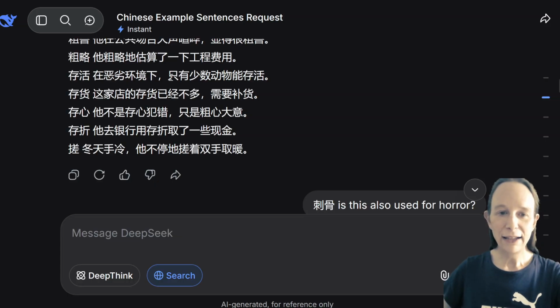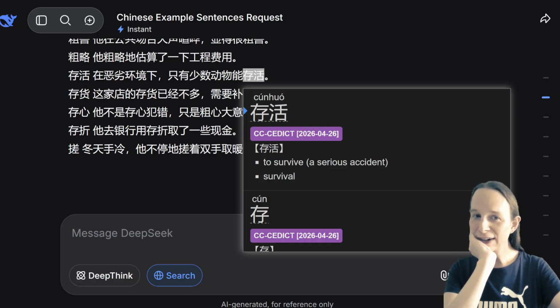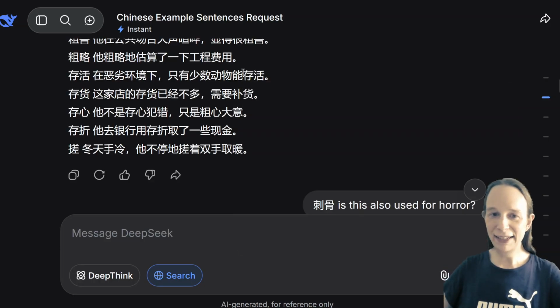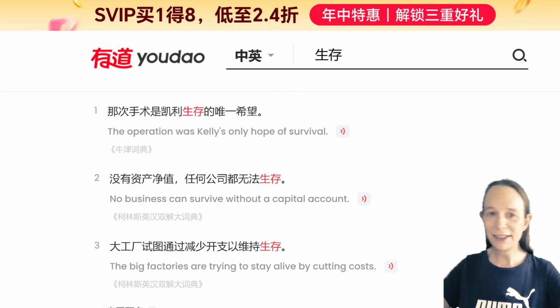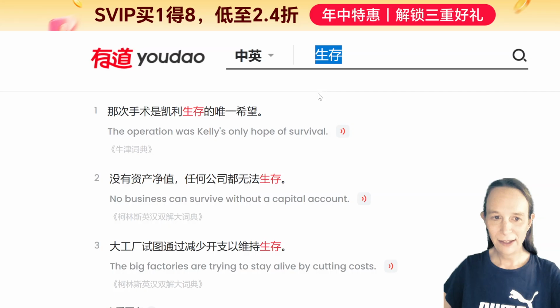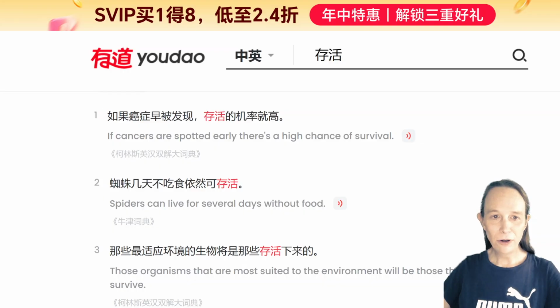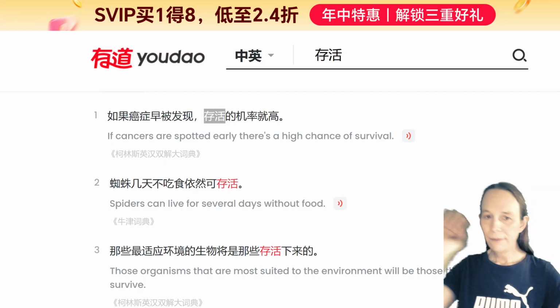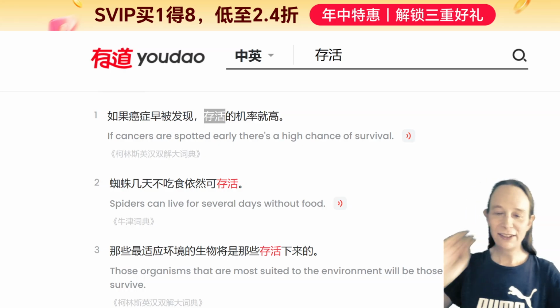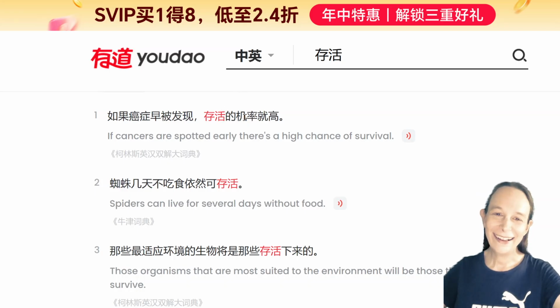在恶劣环境下，只有少数动物能存活。So survive in an unfriendly, hostile environment. It's kind of similar to 生存, but 生存 is survive after like a disaster or something. 那次手术是凯莉生存的唯一希望。Her only hope of survival is surgery. And 存活, is this survival at a species level? No. 如果癌症早被发现，存活的几率就高。If cancer's spotted early, you have a high survival rate, but also a high 'oh no, I have cancer' rate.